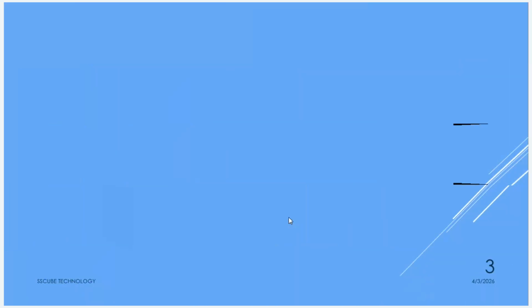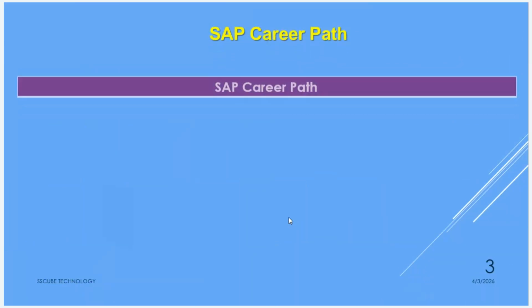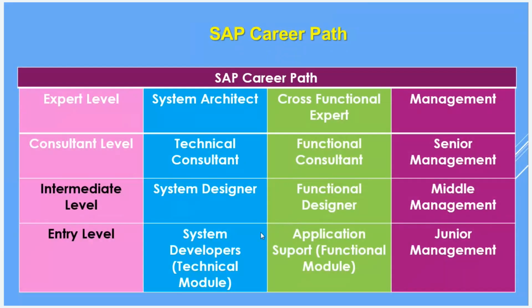Now, what is the SAP career path? How is SAP being placed? Here is the entry level, intermediate level, consultant level, and expert level. And this blue color is basically the technical side: system developer, system designer, technical consultant, system architect.